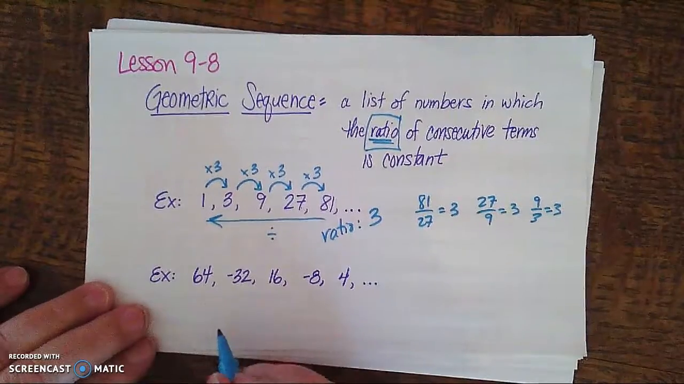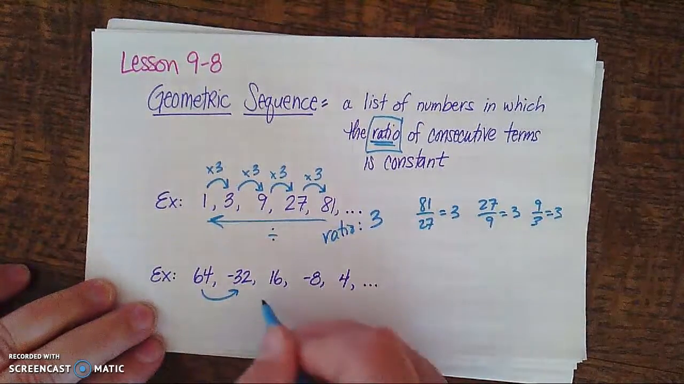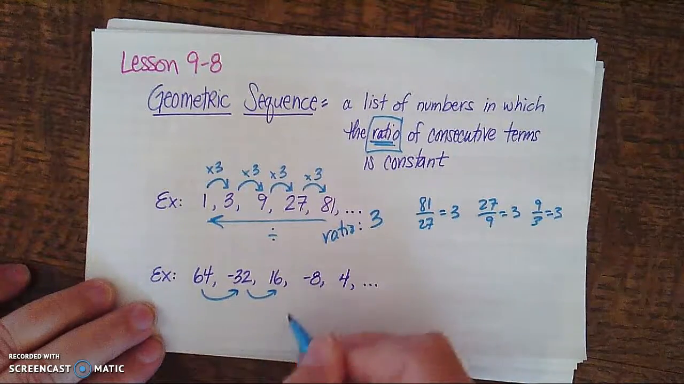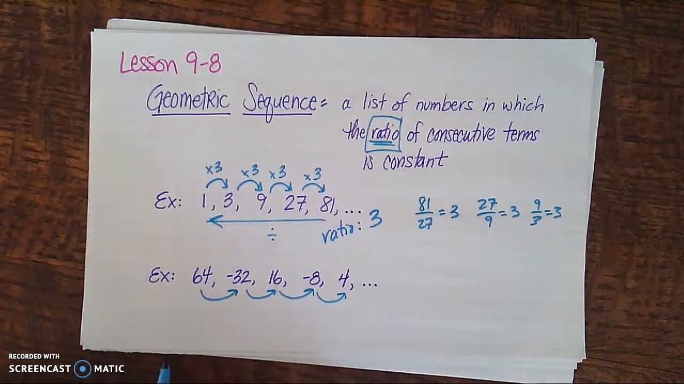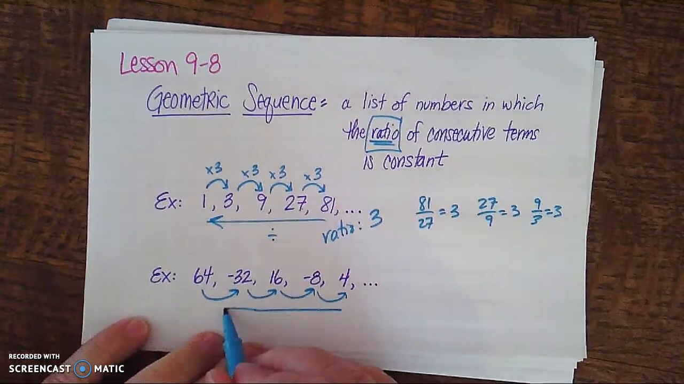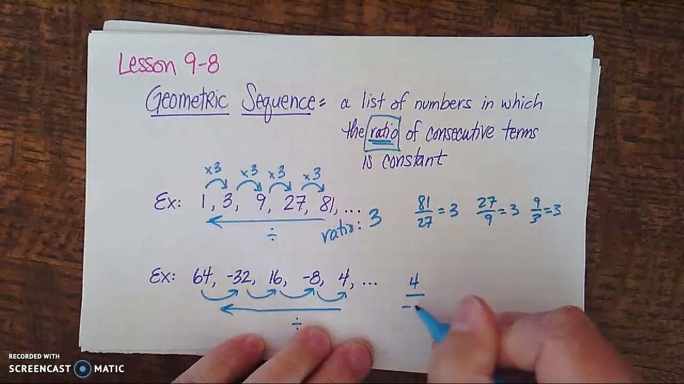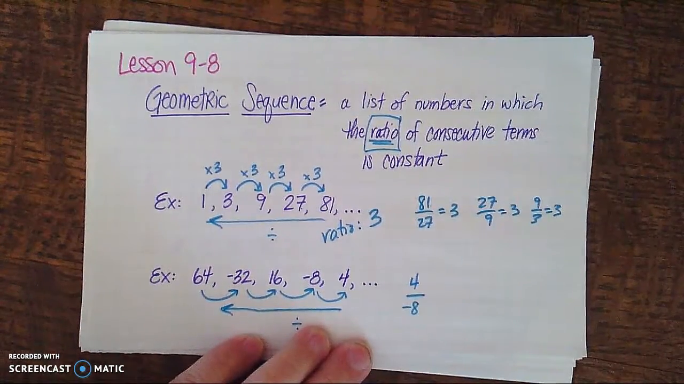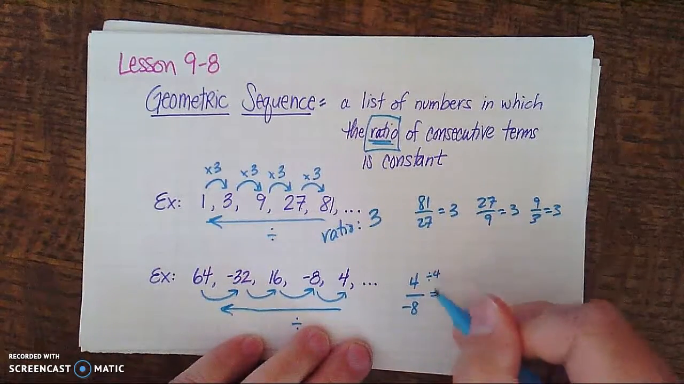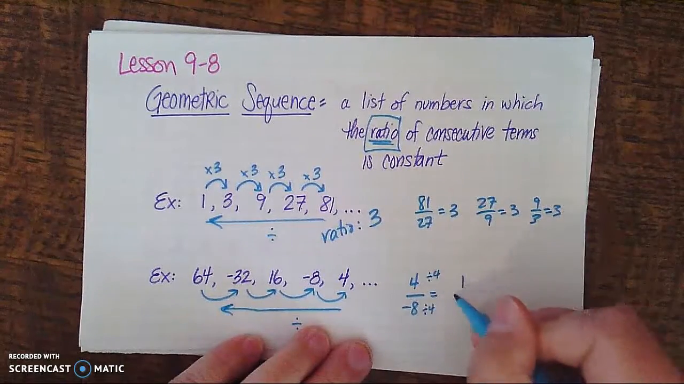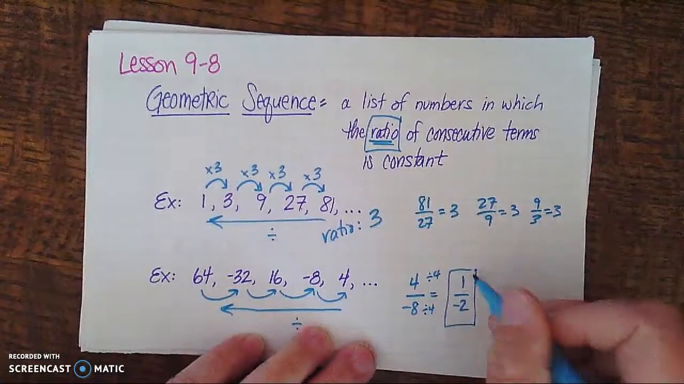Let's check this one. To get from here to here, here to here, here to here, here to here. If you're not so sure, go the other way and divide. 4 divided by negative 8. Well, 4 over negative 8 can be reduced if I divide top and bottom by 4. I get 1 over negative 2. And negative half is that ratio.